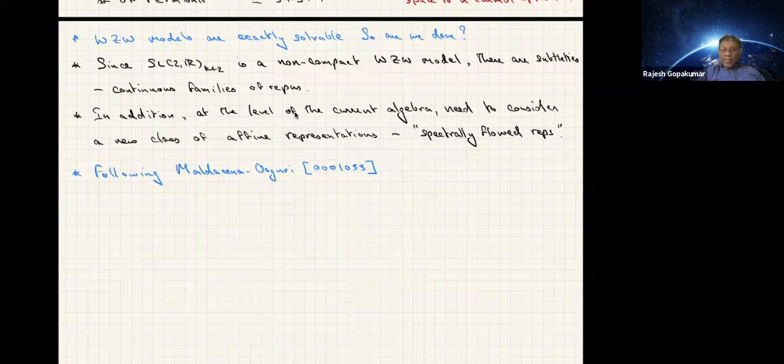Maldacena and Ooguri had a series of papers in the early 2000s about AdS3 string theory, and they wrote wonderful, very beautiful papers. They are quite technical and difficult papers, but in a series of three papers, they really understood many aspects of string theory with this NSNS flux. I will use some of their results, mostly from their first paper, which talked about the spectrum of the theory. And actually, following them, we'll focus on the bosonic case, the bosonic SL(2,R), because after all, we saw that it is.